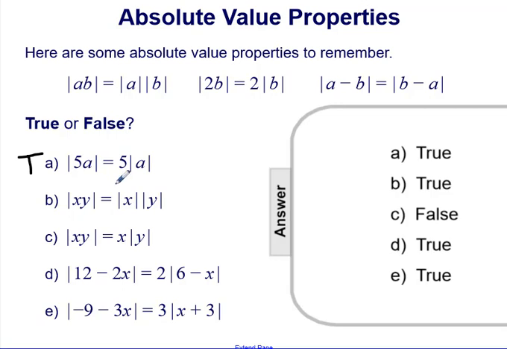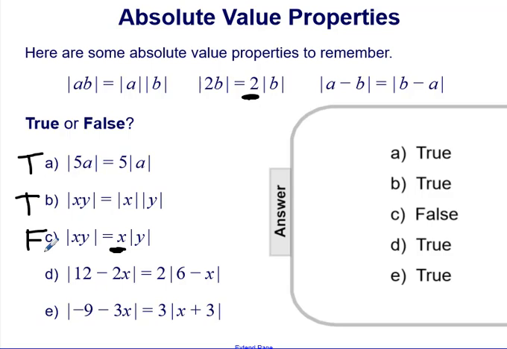Then we have the absolute value of xy equals the absolute value of x times the absolute value of y. That's literally the first property, but with different variables, so that's true. Then we have the absolute value of x times y is equal to x times y. That one is not one of the properties. This is a variable coming out of the absolute value, and in our property, it would be a constant, so that is false. We can't be sure what the value of x is, so we can't say it's true.